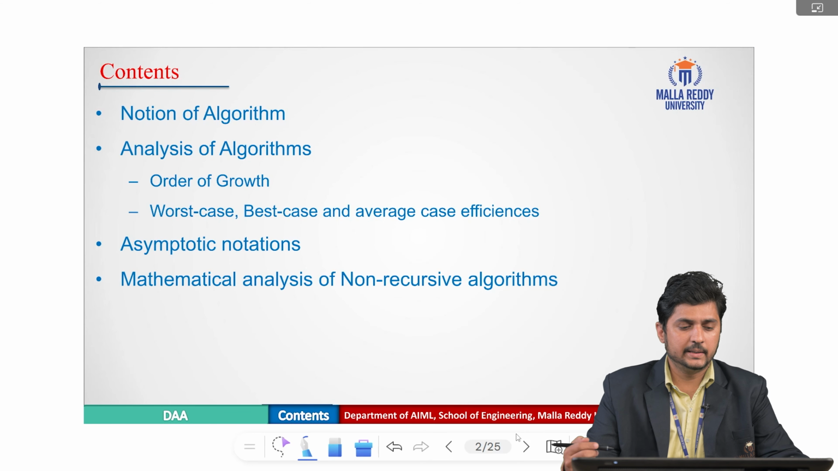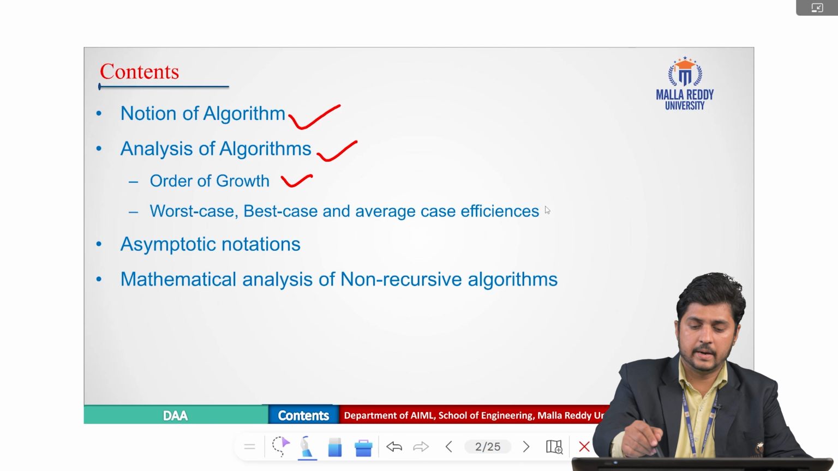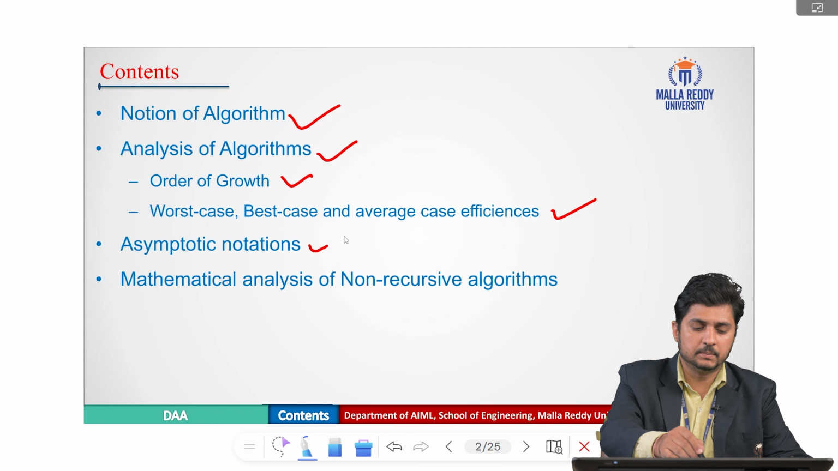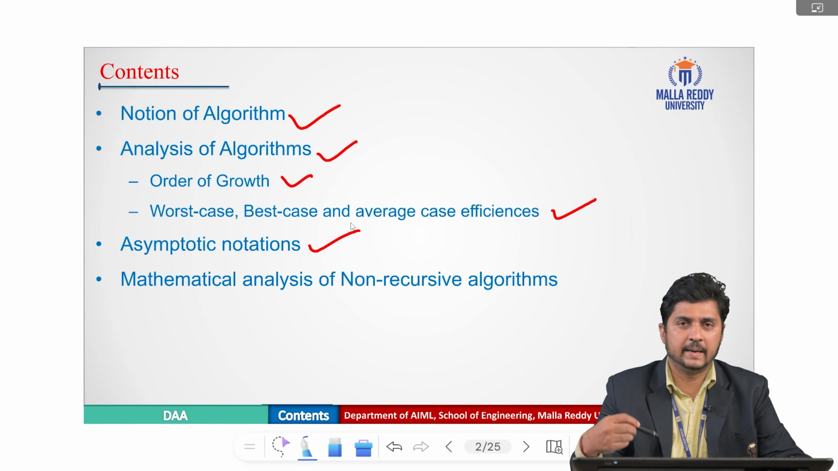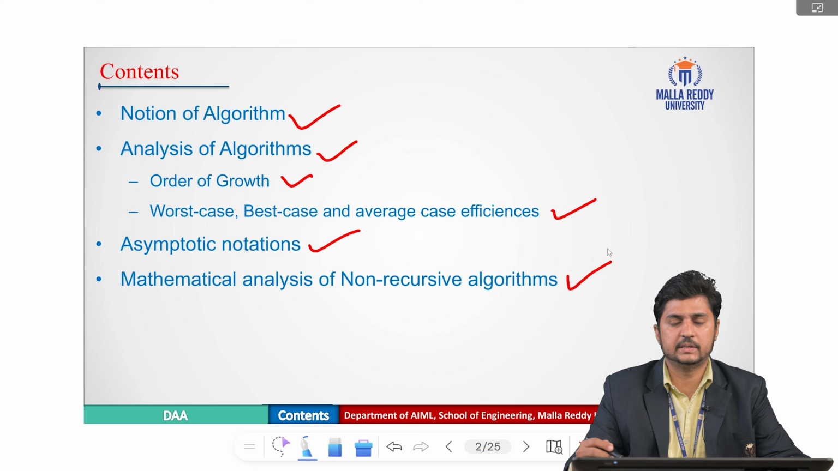The first content is notion of algorithm, followed by analysis of algorithms. In that we are going to discuss order of growth and the three possible efficiencies, followed by asymptotic notations, and at the end we are going to have one analysis of a non-recursive algorithm.